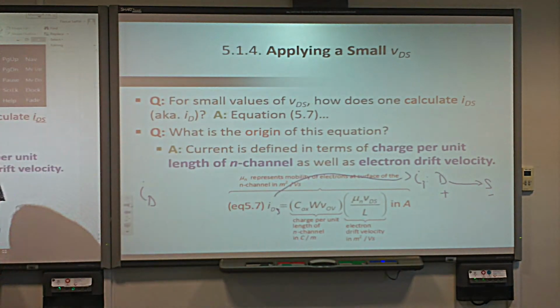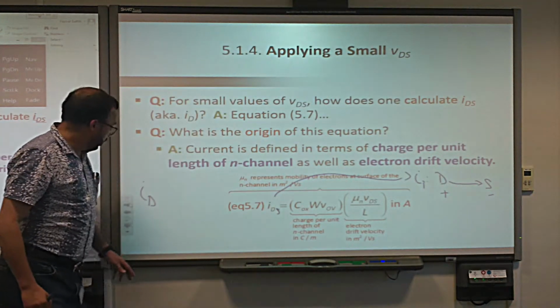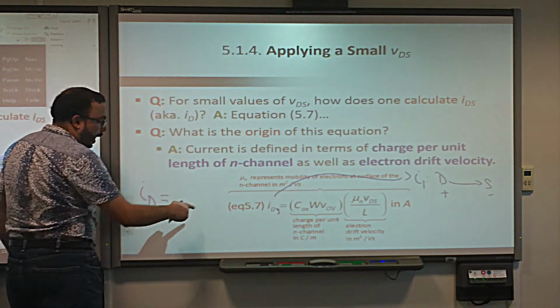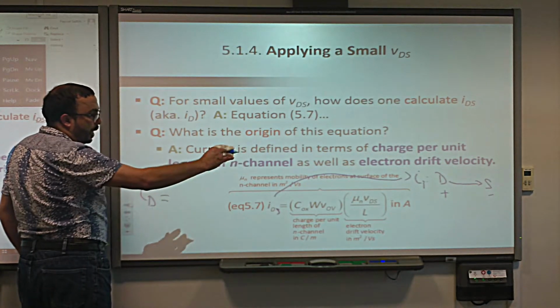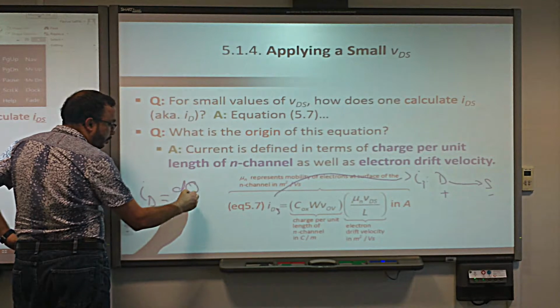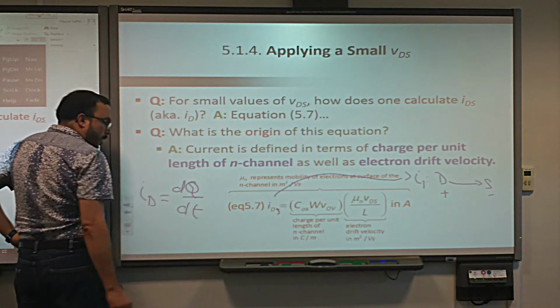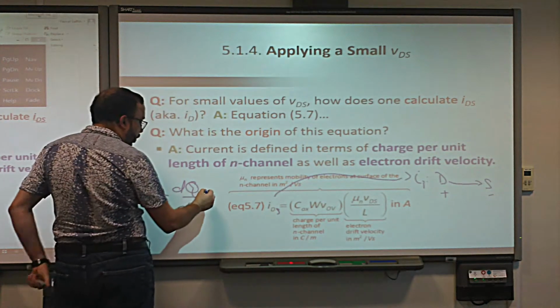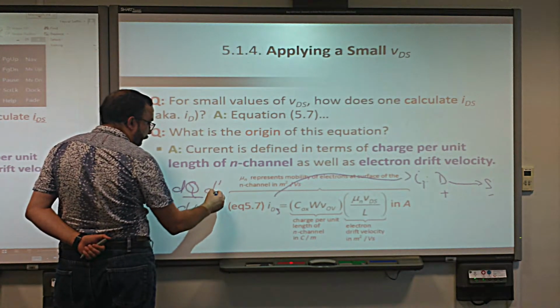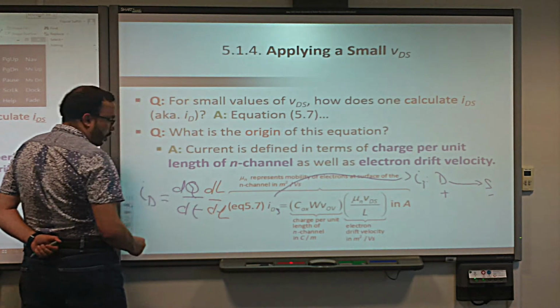Some of you still make the mistake that the voltage will go from negative to positive. Unfortunately, this is a terrible mistake. Anyways, so the definition of ID: because S is ground, who cares about S? I can throw it away and just call it ID. So it's actually dQ, the change of Q with respect to time, yes or no? Yes. So what if we multiply by dL and divide by dL? We can do that, yes or no?